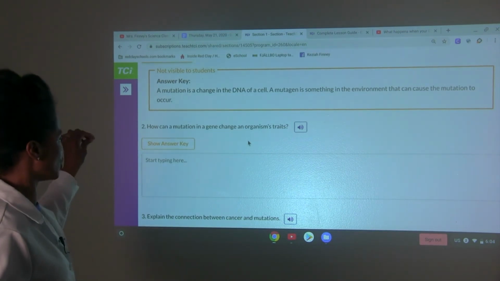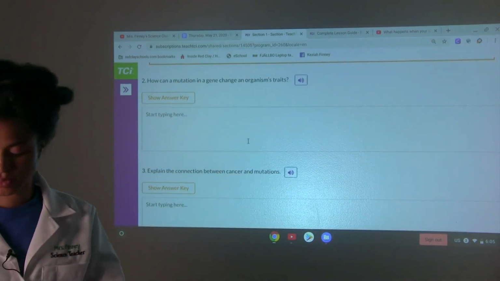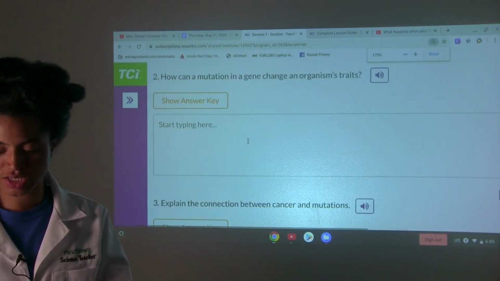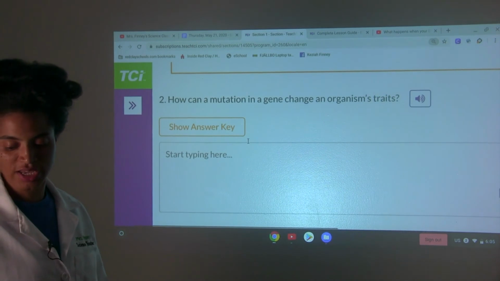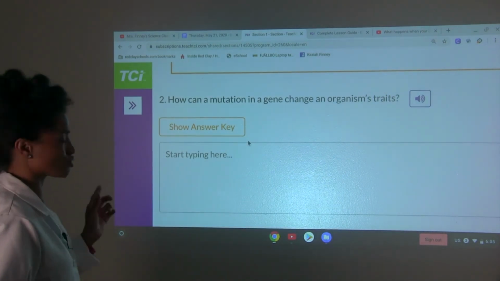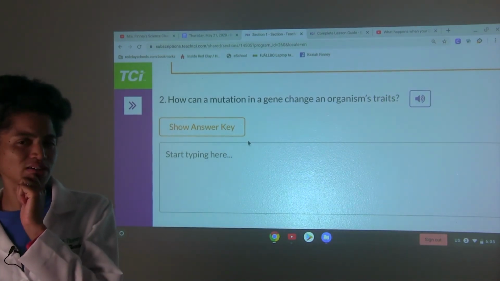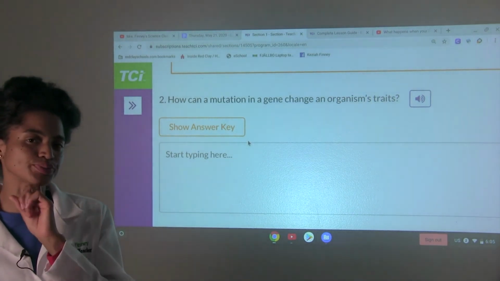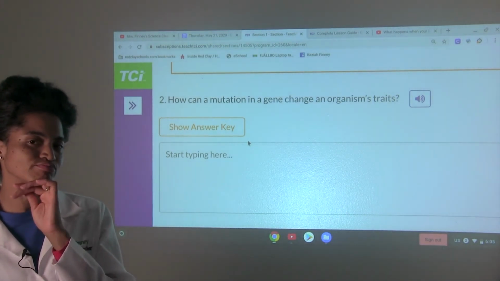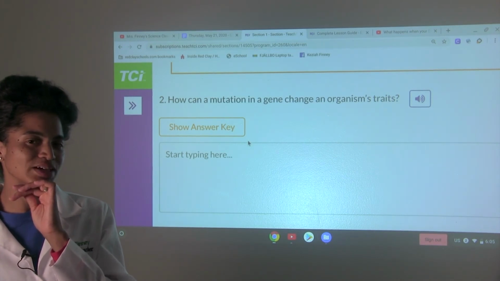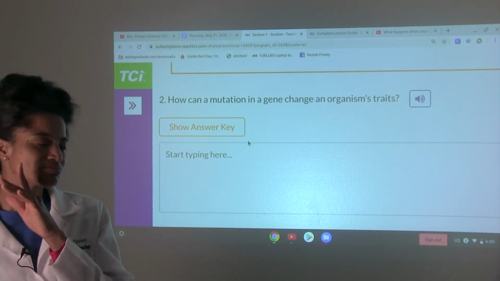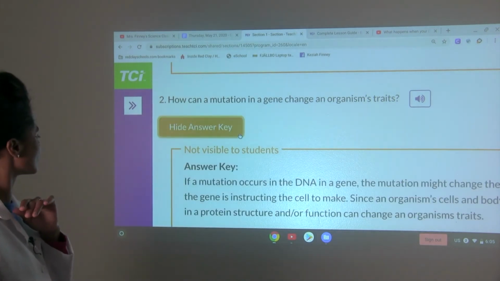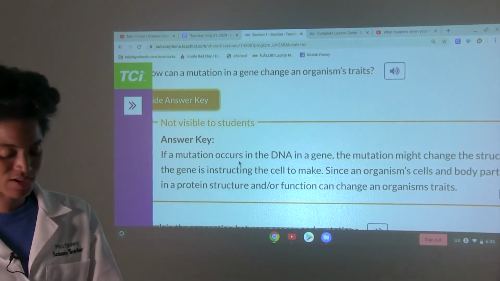All right, number two, how can a mutation in a gene change an organism's traits? How can a mutation in a gene change an organism's traits? Thinking about it? Okay. All right, here we go.